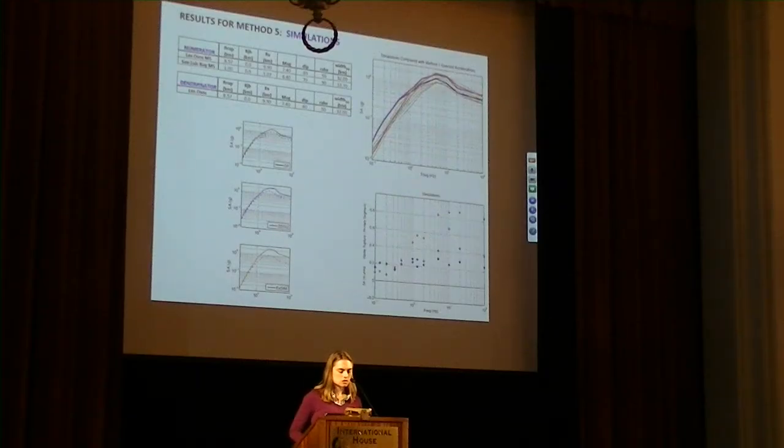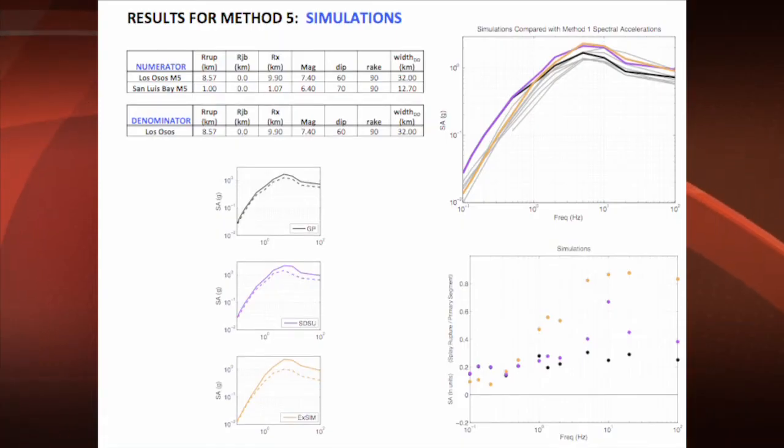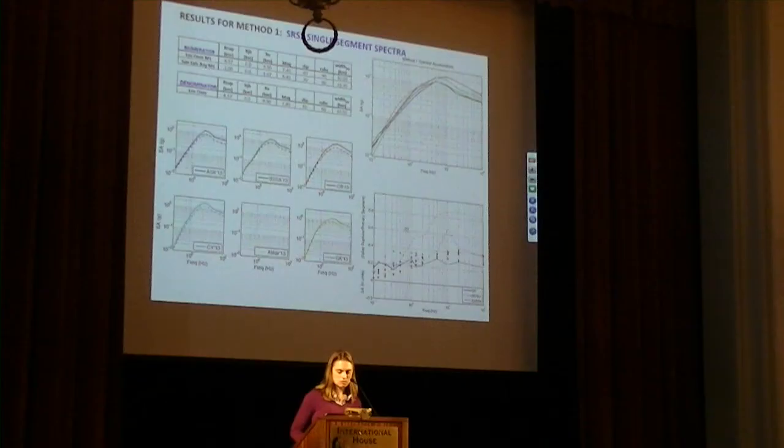Okay, so these again show the numerator and denominator that we used in our ratio for Graves and Pitarka, SDSU, and XSIM, and the factors computed from those. In each of the following plots, I'm going to show the simulation results in the same way. XSIM is the large dashed line up here. Graves and Pitarka is the solid, and this is SDSU, and that bump at 10 hertz becomes more pronounced.